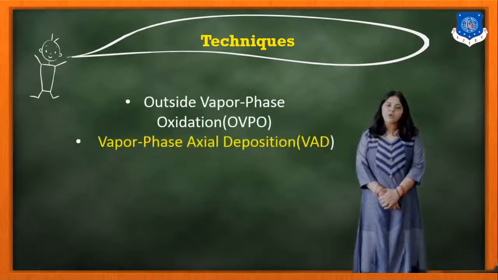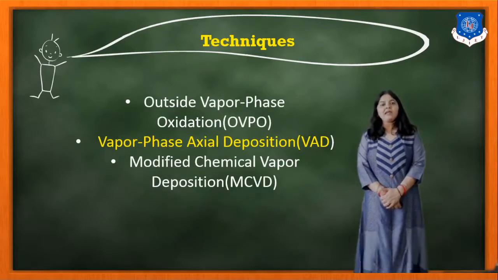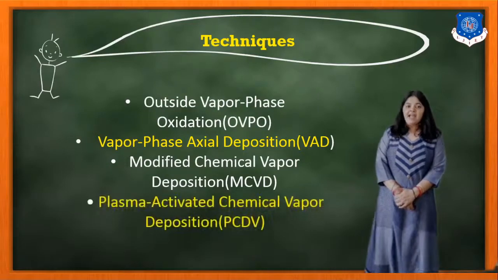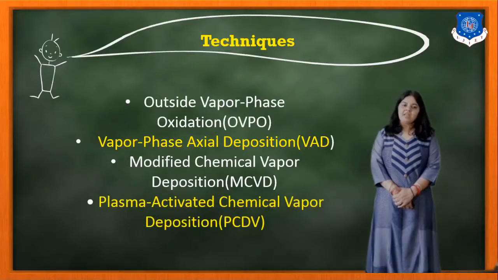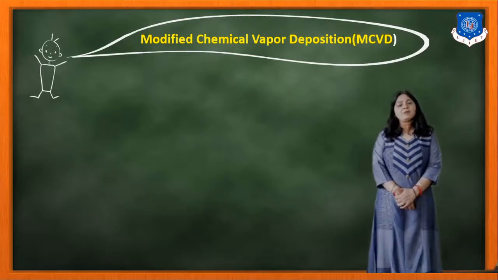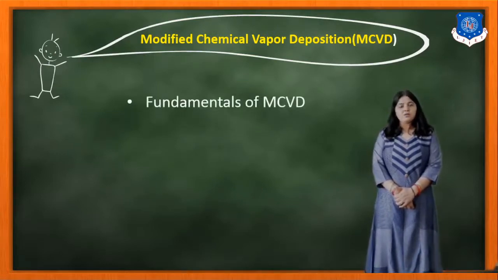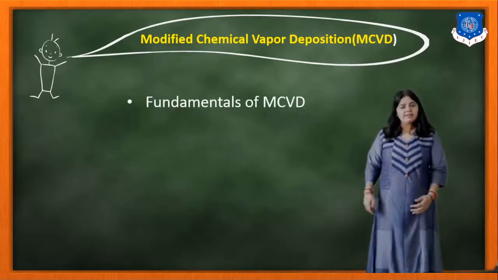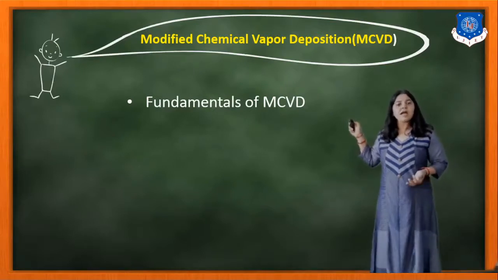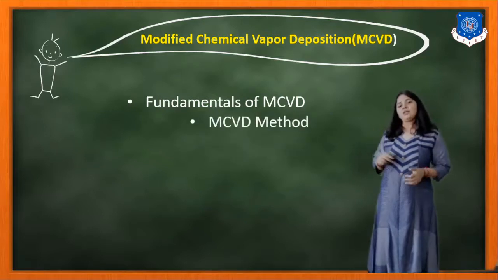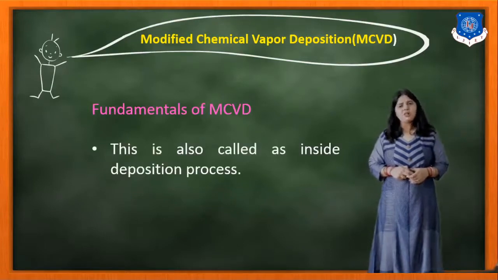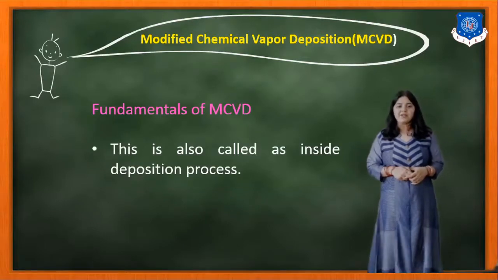So we are going to learn about the modified chemical vapor deposition, that is the MCVD, and plasma activated chemical vapor deposition. So it's a chemical vapor deposition method. What are the contents that we need to learn under this title? That is the fundamentals of the MCVD and what the MCVD method is. But first of all, the fundamentals of the MCVD.